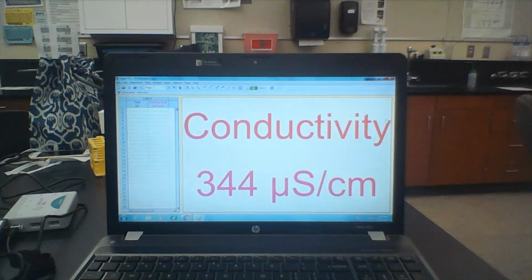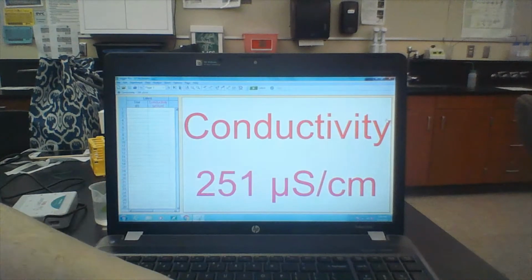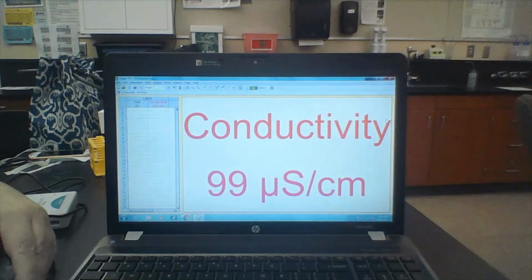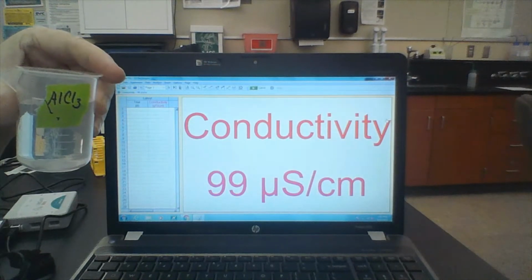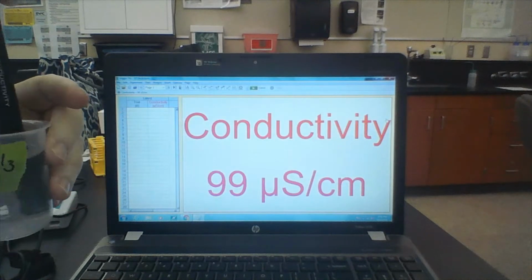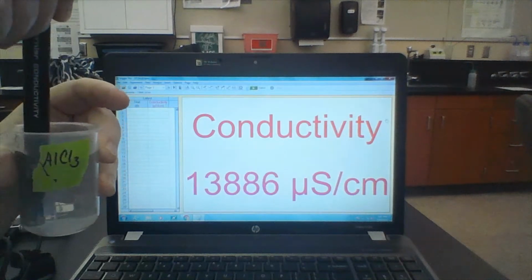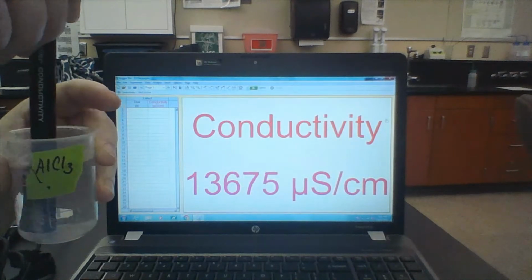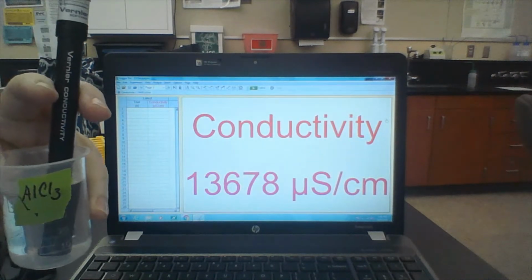In between each solution, I'm going to rinse the conductivity probe. Our next solution that we're going to test is aluminum chloride. I've already rinsed the probe. Now I'm going to stir it around a little bit and then hold it still, and we'll get a reading.